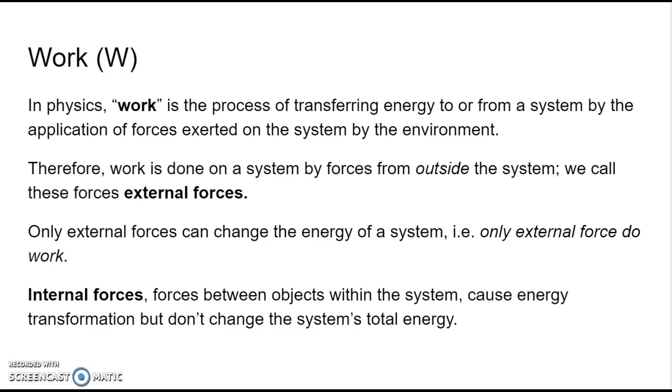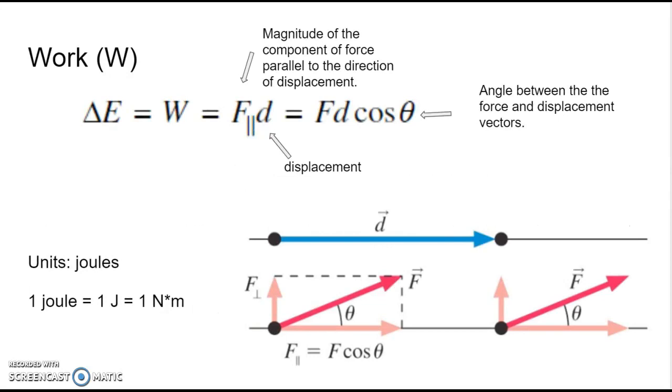So let's get into the formula here. If we look at the AP formula sheet, remember, here we have the work-energy equation, where the change in energy is equal to the work. Work is actually defined by the second part of these multiple equations. Work is the component of the external force that is parallel to the displacement multiplied by the displacement. So this F is the magnitude of the component of the force parallel to the direction of displacement, and d is the displacement of our system.